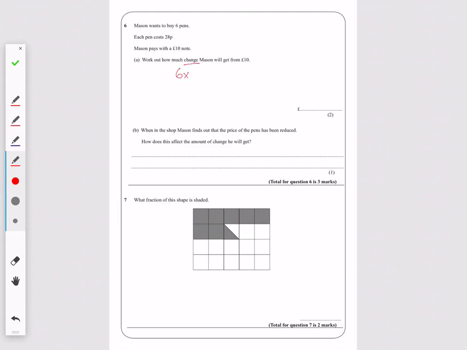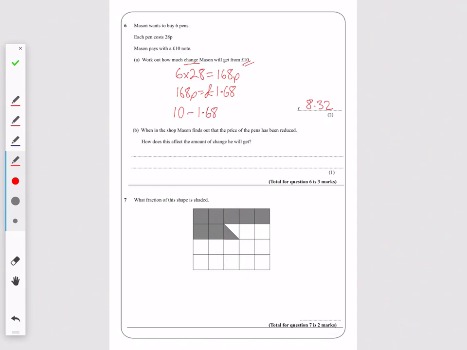So 6 times 28, you can use your calculator for that, is 168. Now that would be pence. Because we're in pounds here, I'm going to convert that to pounds. So 168 pence would be £1.68, because there are 100 pennies in a pound. And if we do 10 take away £1.68, that will give us £8.32.